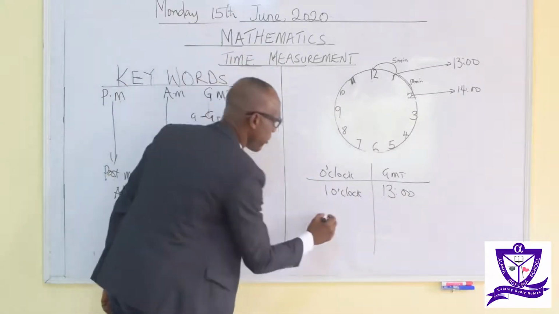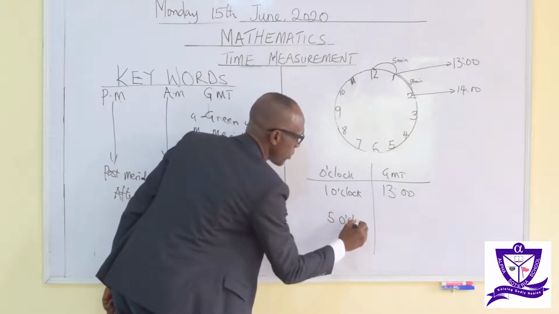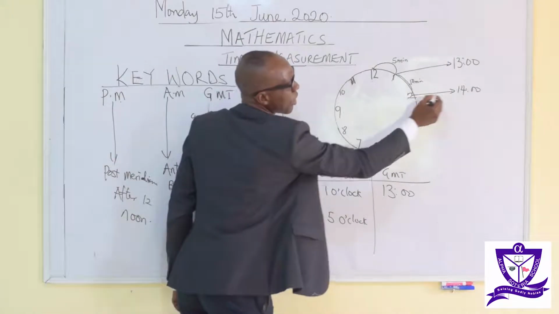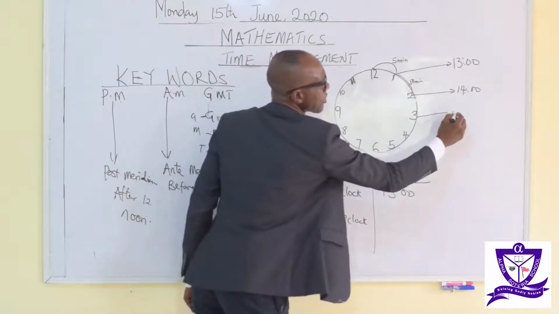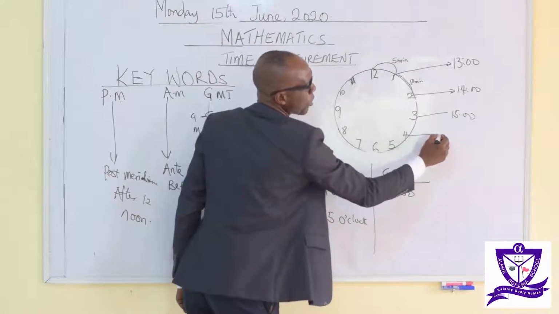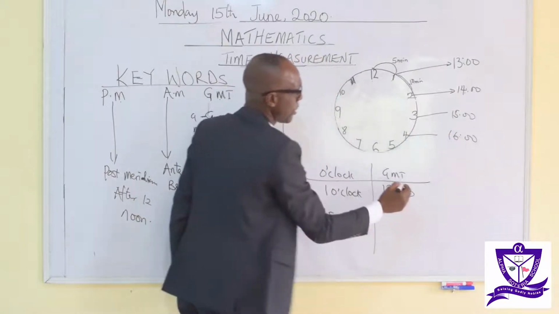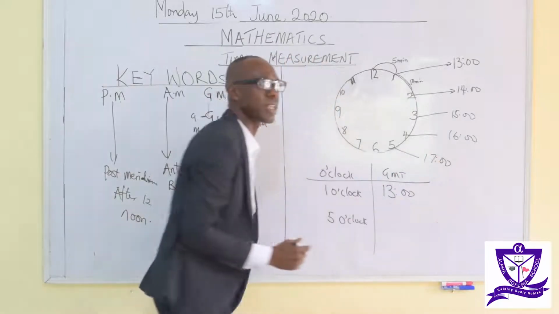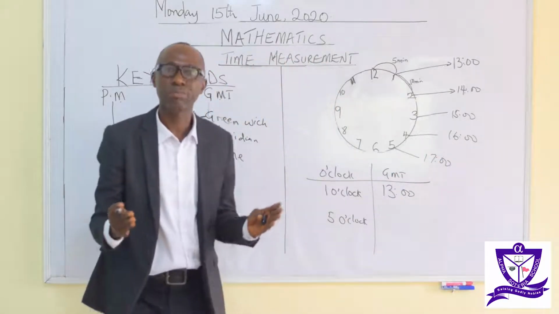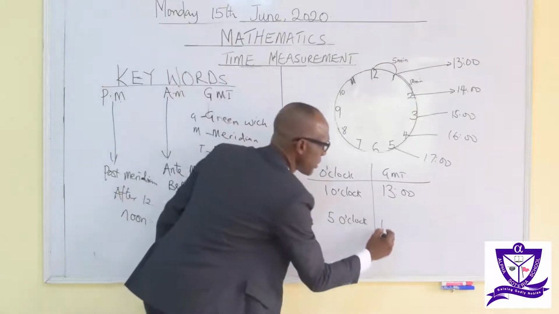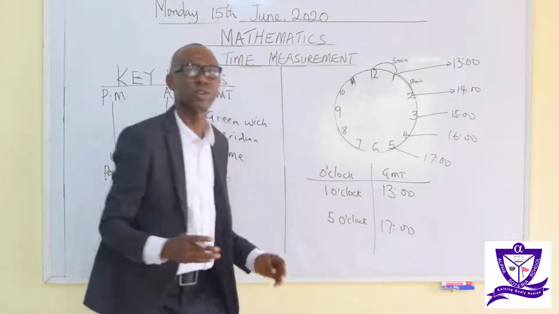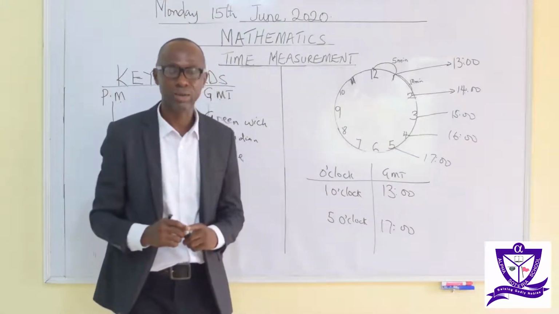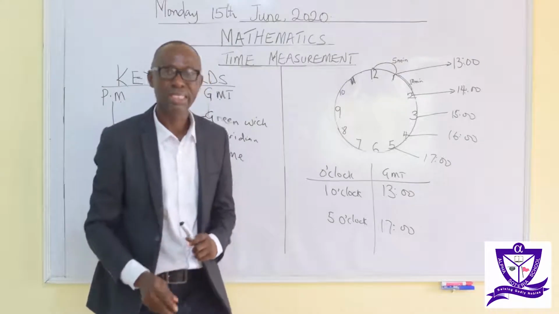Now, what will our 5 o'clock become? Let's calculate. After 1 o'clock is 13, 2 o'clock is 14 o'clock, 3 o'clock is what? 15 o'clock, 4 o'clock becomes 16 o'clock, then 5 o'clock becomes what now? 17 o'clock. So when you see 17, 15, what does that mean? It means you are talking in terms of GMT time. I'll give you one example of how we calculate the time.